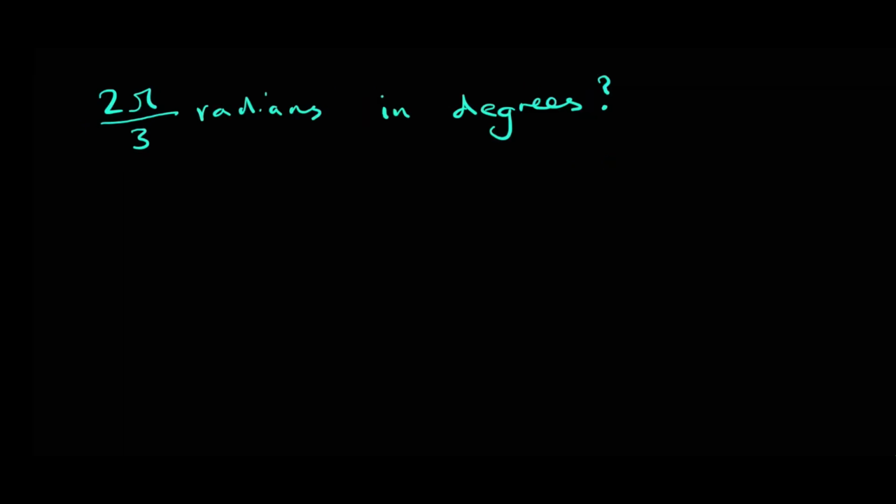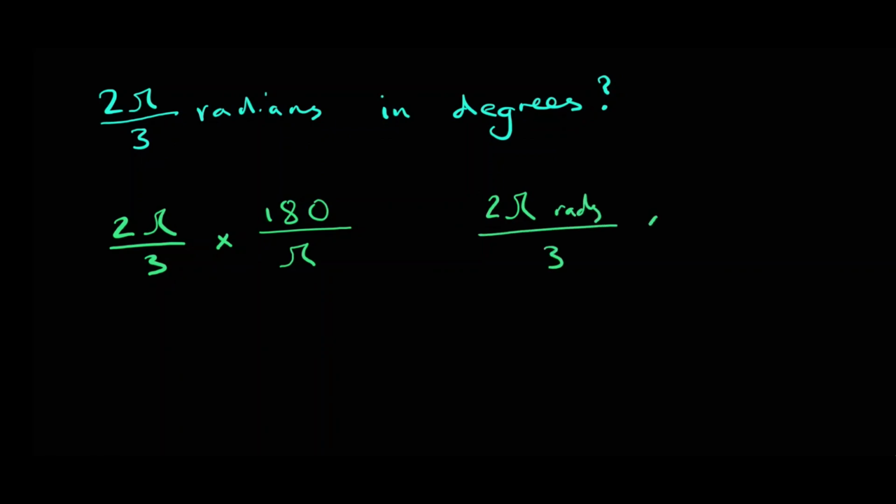Alright, now let's have a look at converting radians to degrees. So what would 2 pi over 3 radians be in degrees? To convert radians to degrees, you multiply by 180 over pi. That's because if you do 2 pi radians over 3 times 180 degrees over pi radians, you can cross-cancel the pi radians and then you're only left with degrees.